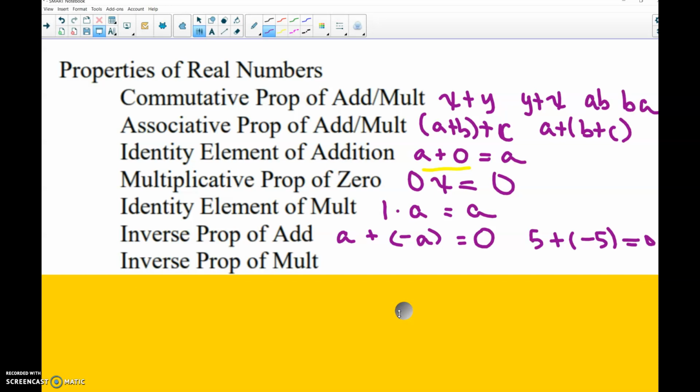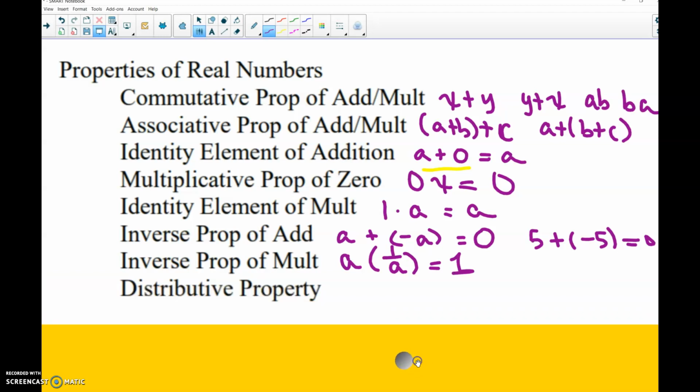Inverse property of multiplication. If you have A you're multiplying by the reciprocal, 1 over A. And that would result in your answer being equal to 1. So think of this as the first one, inverse property of addition is subtraction, so we're actually taking A and subtracting it from itself. The inverse property of multiplication is division. Another way of doing that is multiplying by the reciprocal, so 1 over A.